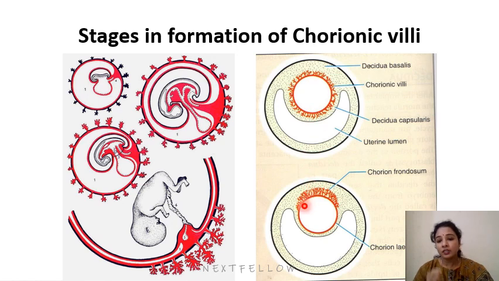Later on, the syncytium will grow enormously only at the site of implantation, whereas the rest of the villi will just disappear and degenerate, making the surface smooth, covered by decidua capsularis. This part is called chorionic leave, because the chorionic villi leave from that place, whereas the other side is called chorionic frondosum.